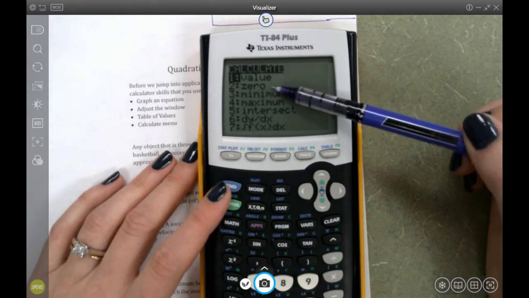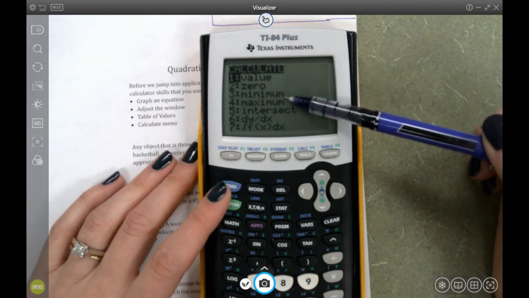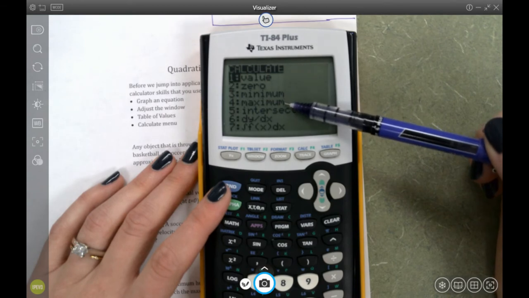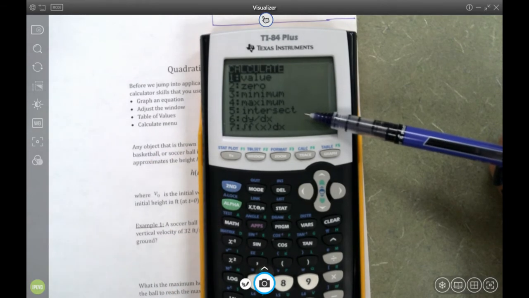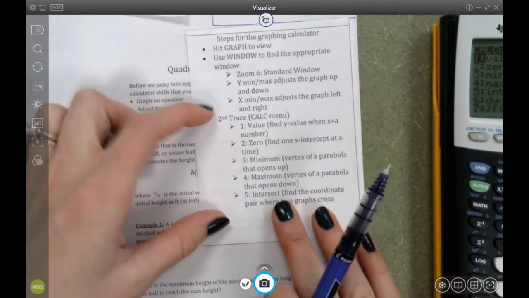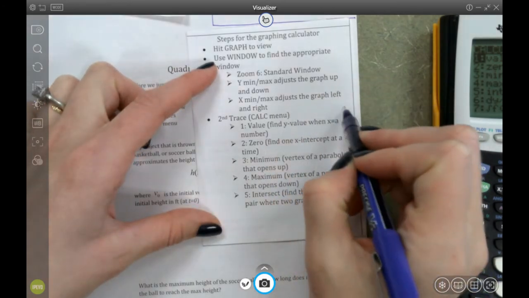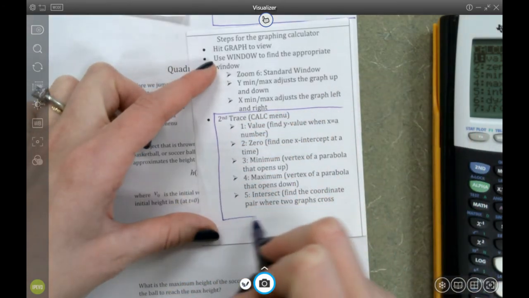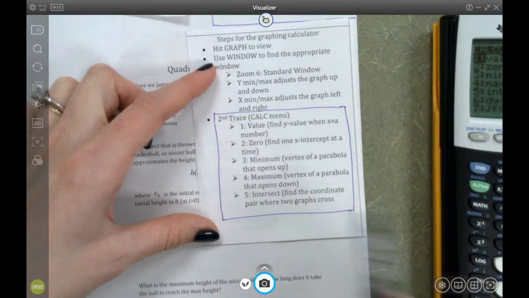Zero, that's going to find your x-intercept. The minimum is exactly what it sounds like. It's the minimum value. The maximum gives you the maximum point. And then intersect is what you use whenever you have more than one equation and you're trying to figure out where they cross. So if you have your sleeve of notes, there's a paper in there that shows you these. Okay, if you don't have your sleeve of notes, then I will try to find you one of these. Okay, but this explains everything that I just said.